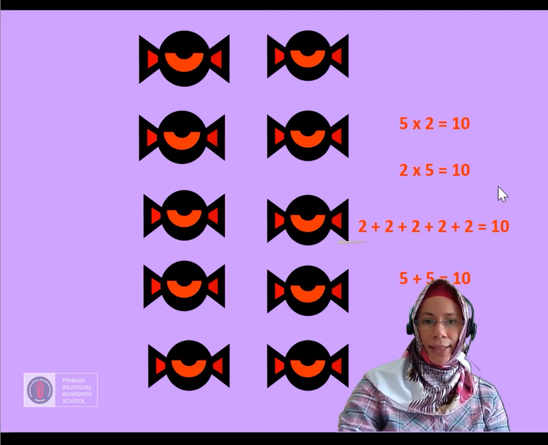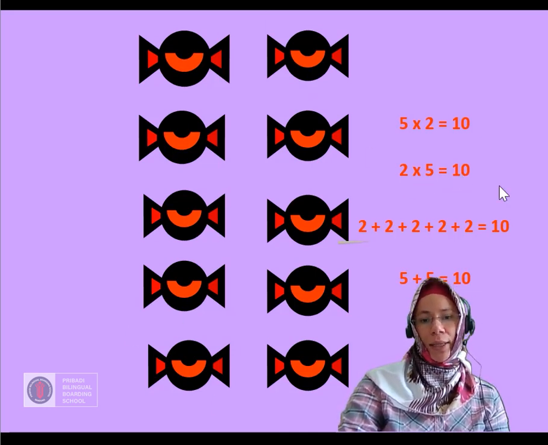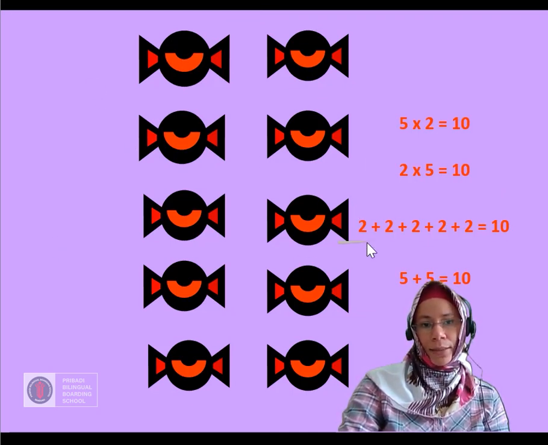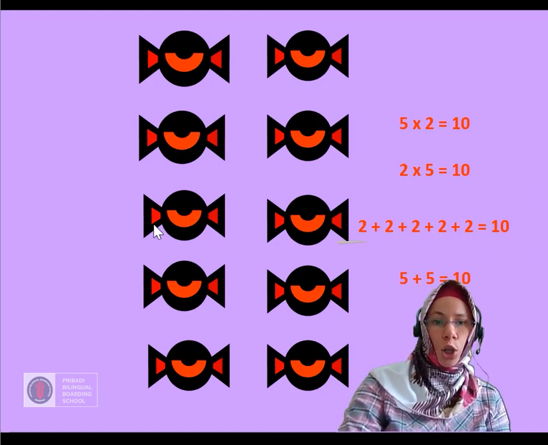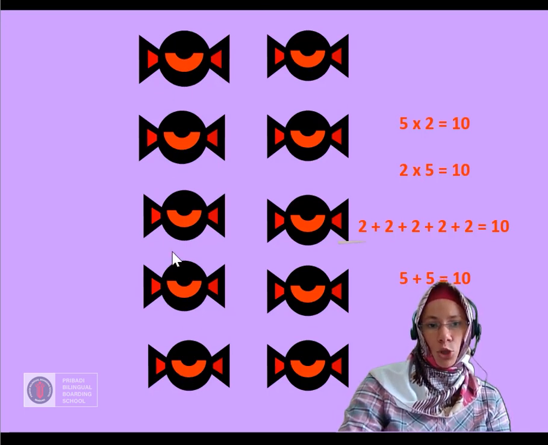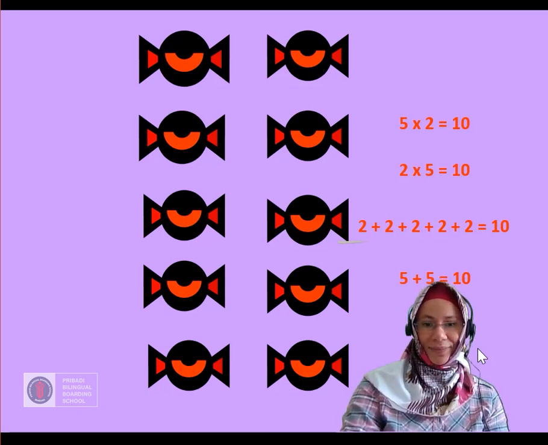Okay, here is our answer. So 5 times 2 equals 10. We did it with rows, and the second one, we used columns. How many columns do we have? 1, 2. 2 times, each column has 5. 2 times 5 equals the total sweets, 10. So when you write it as repeated addition, 2 plus 2 plus 2 plus 2 plus 2 equals 10. And when you use the columns for addition, each column has 5, so 5 plus 5 equals 10.